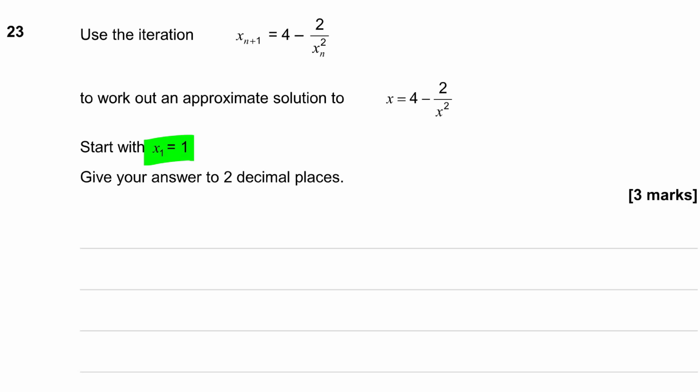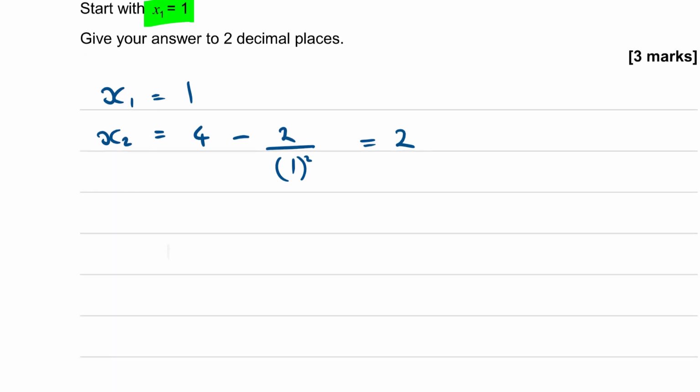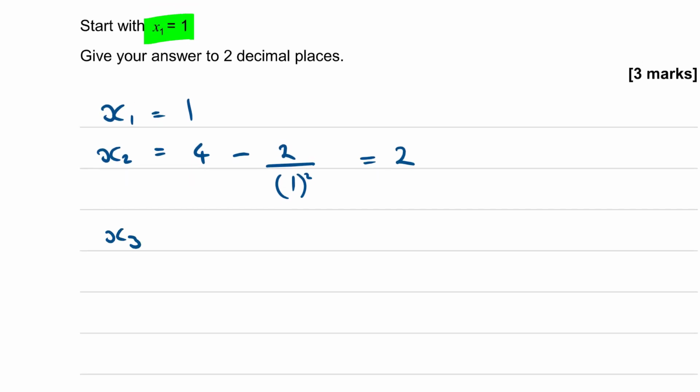Okay, so we know that x1 is equal to 1, so then x2, our next term, is going to be 4 subtract 2 lots of x1, 1 squared. So 1 squared is 1, 2 divided by 1 is 2, and 4 subtract 2 is 2, so x2 is equal to 2. So then we just keep going. So what's x3? x3 is going to be 4 minus 2 over 2 squared, our previous term squared. So 2 squared is 4, 2 over 4 is a half, 4 subtract a half is 3.5. So that's our x3 term.